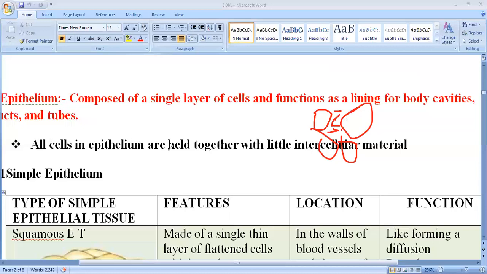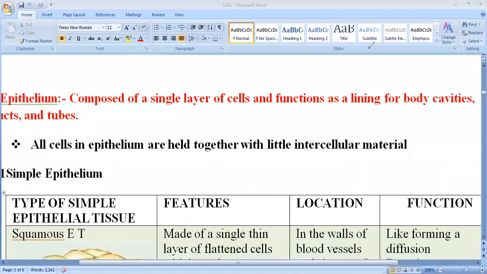Now I am going to discuss the first type of epithelial cells, called simple epithelium. Simple epithelium is made up of a single layer, and compound epithelium cells have more than two to three layers. Compound epithelium is also called stratified epithelium. Stratification is the formation of layers, so it is called stratified because it has more than two to three layers of epithelium.